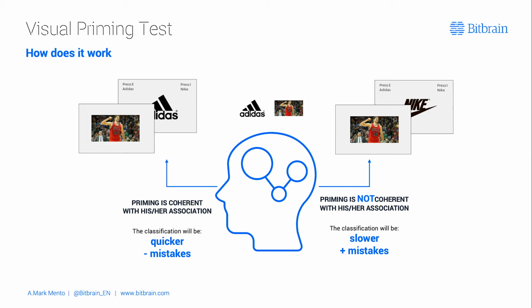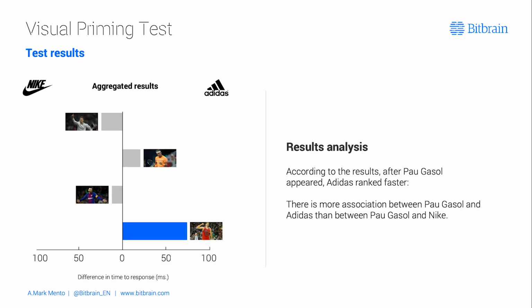So if Paul Gasol is associated with Adidas, the priming effect will take place, and when his picture appears, the participant will automatically anticipate the next step and will be subconsciously ready to classify the Adidas logo into the Adidas group. So if we look at the results, in this case, after Paul Gasol appeared, Adidas was classified much faster. So there's a much stronger association between Gasol and Adidas than Nike, and also it was a much stronger association than our other three athletes with any of their brands.